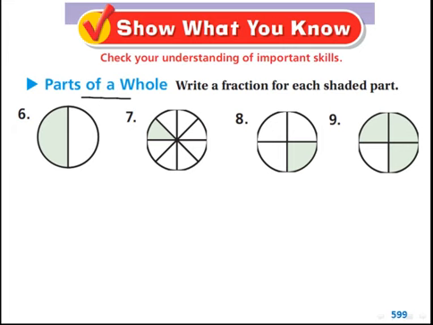Before we start the first lesson in chapter 11, you should show me what you know. Check your understanding of important skills. You need to solve only 4 questions to show me your understanding of important skills. These questions are called parts of a whole. Parts of a whole. Questions 6, 7, 8 and 9. You need them only for your new lesson, and they are on page 599.